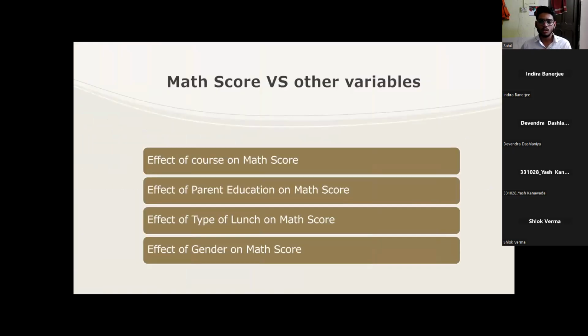How is the math score dependent on other variables? We will see the effect of course on math score, the effect of parent education on math score, the effect of lunch they are getting, and the effect of gender on math score. I am not comparing all the columns because that is not our task. I am just giving you a basic understanding of the data.